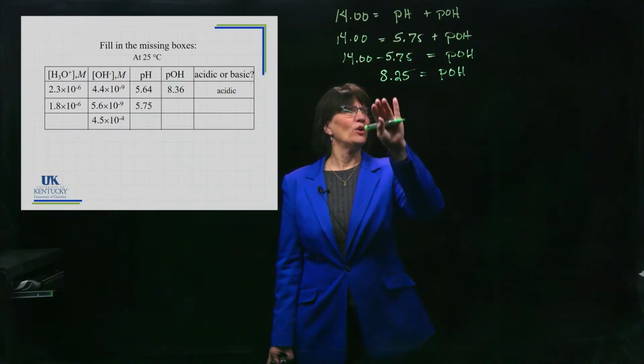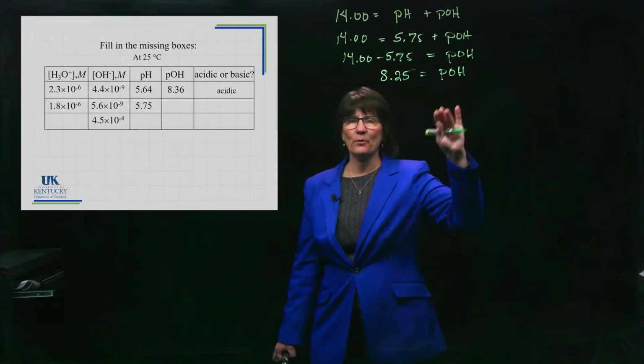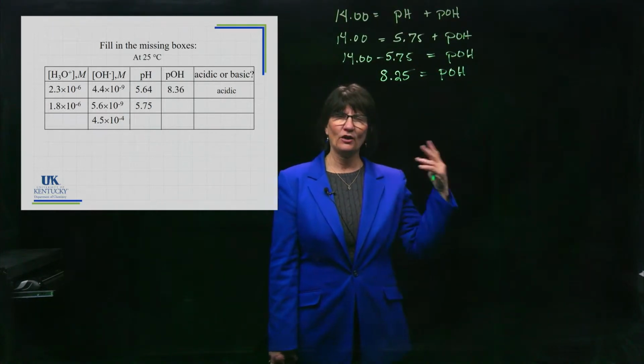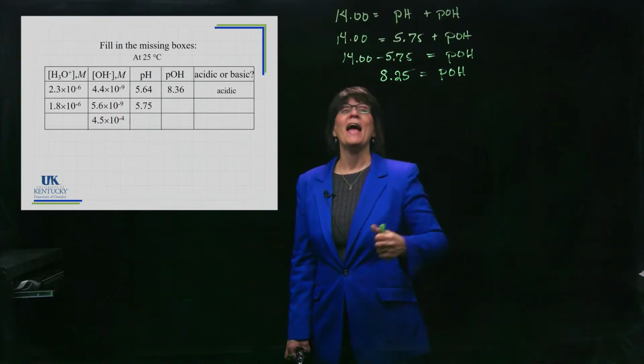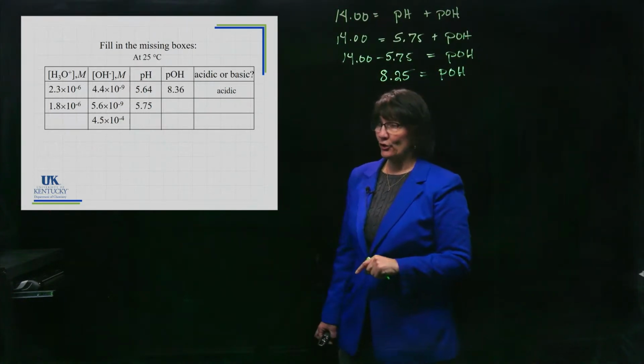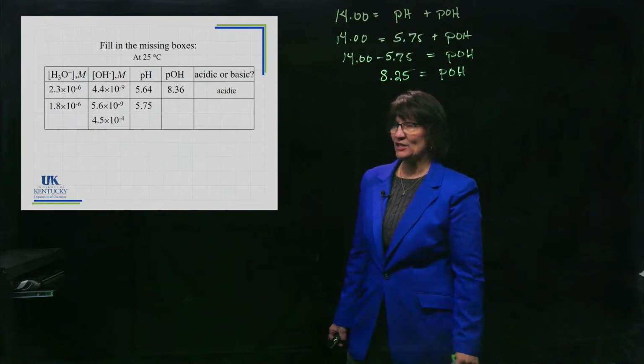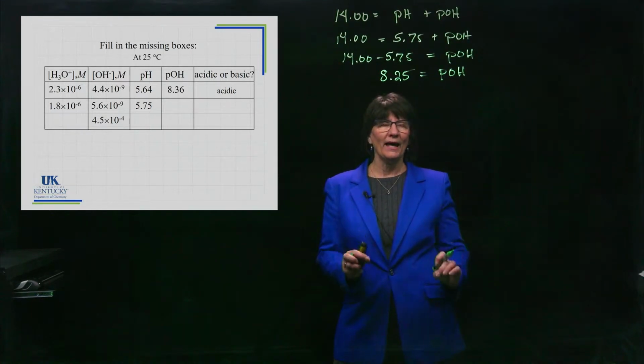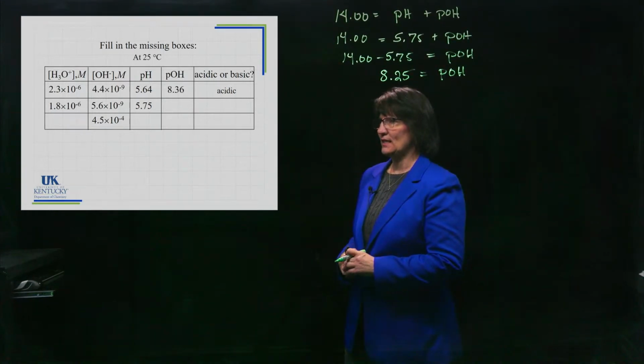Now, I don't like to tag off a pOH to decide whether it's acidic or basic. It's just an extra mental state for me. As the pH goes down, the pOH goes up for an acid. So I could do that, but I usually just look at the pH because I have that one drilled in my head. Low pH is acidic.